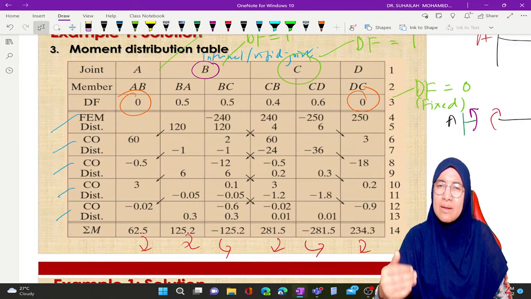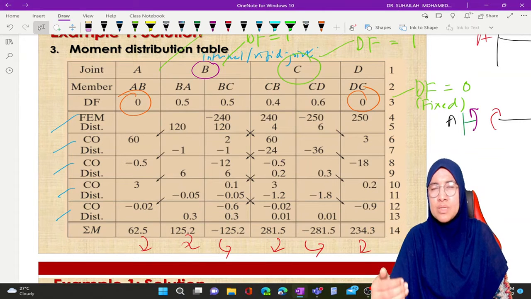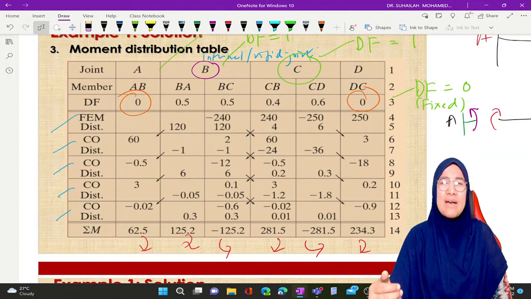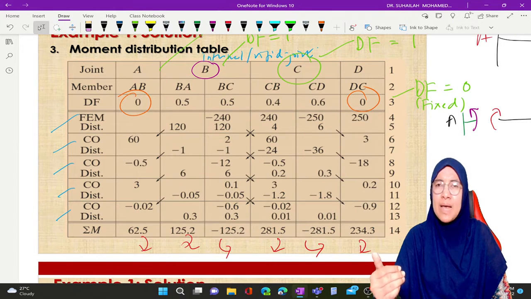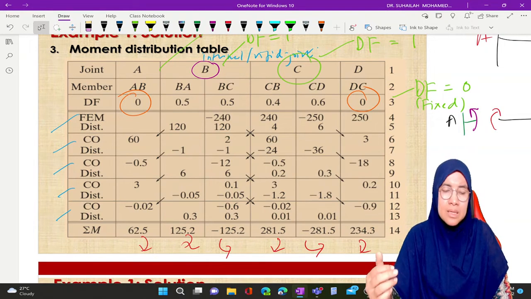And we must end at distribution. We cannot end the process at carry over. We must end the process at distribution, and we have to total all the moment values, starting from fixed end moment, because fixed end moment is the first moment in the table for each member. Okay, we total.